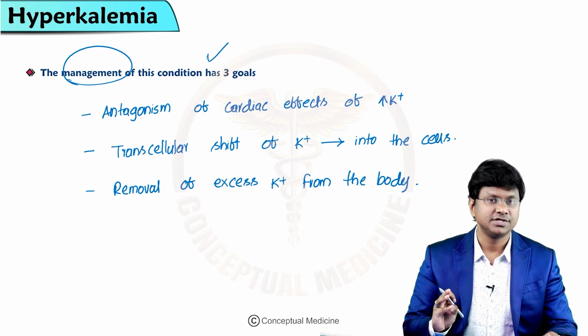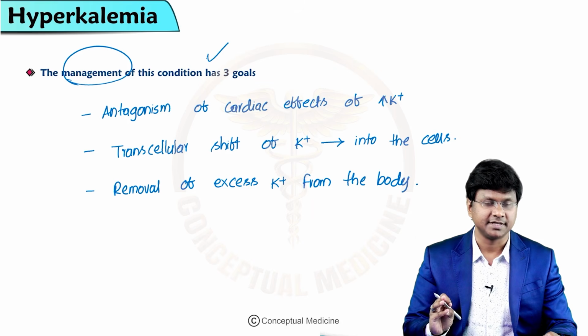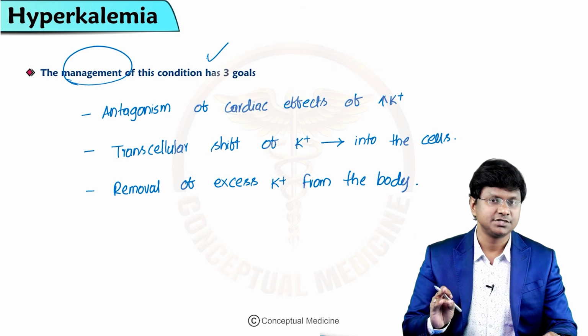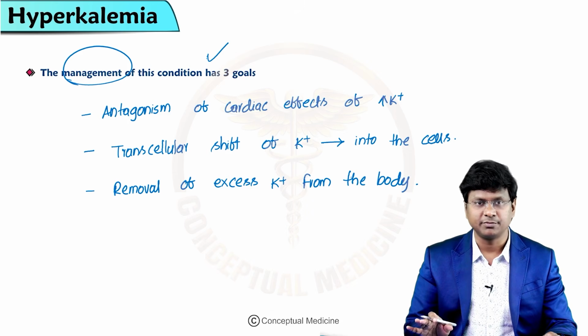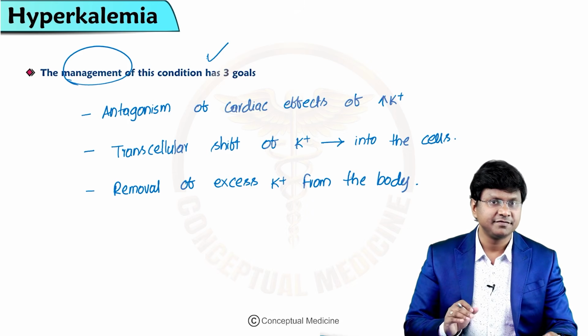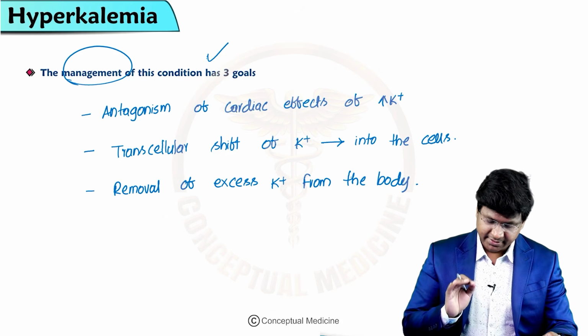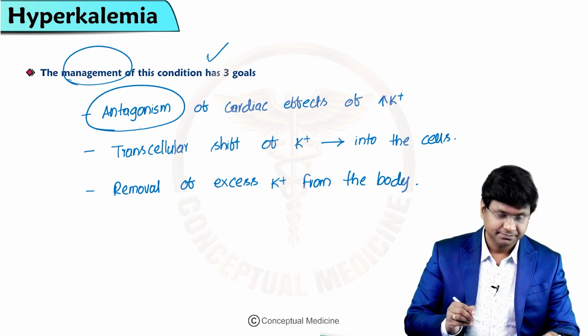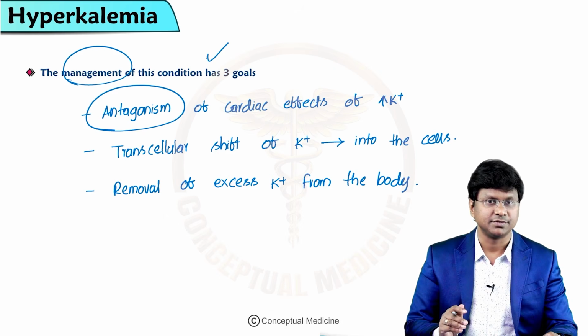Three things: antagonism of the cardiac effects of hyperkalemia. 2. Transcellular shift of potassium into the cells. 3. Removal of excess potassium from the body. Now, let me first take the membrane antagonism. The first thing is the membrane antagonism.